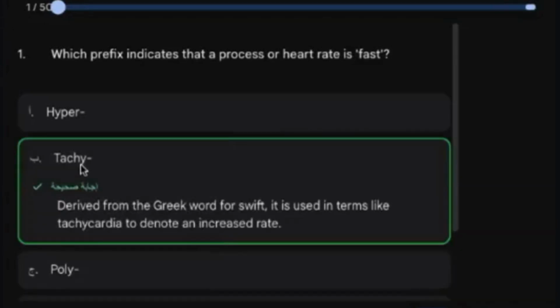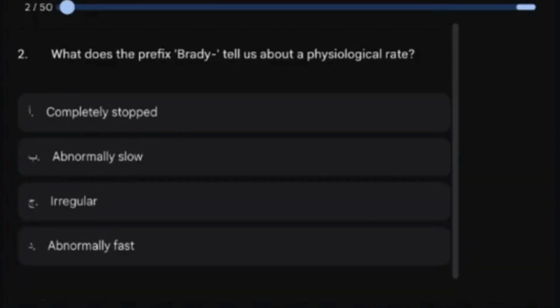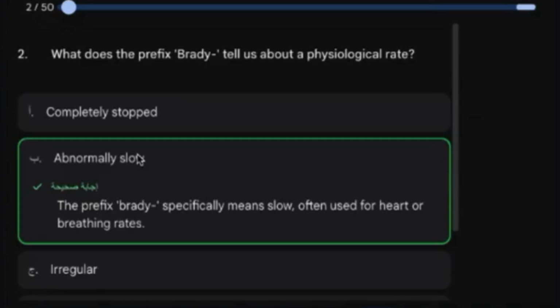Tachy, exactly. So to remember this, you could picture a tachometer, for example, with the needle hitting the red zone. So tachy means fast. Brady means abnormally slow. To remember this, you could picture a sloth slowly climbing a branch. So branch, like in brady, means slow, okay? So tachy means fast, brady means slow.